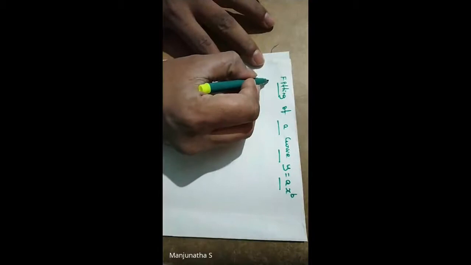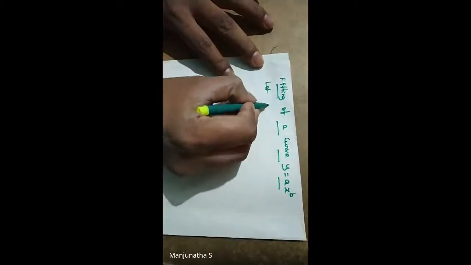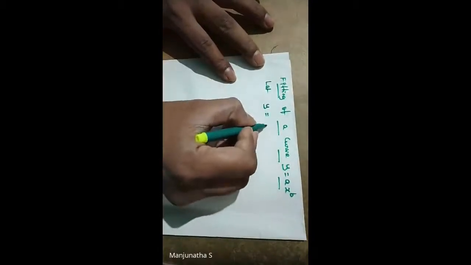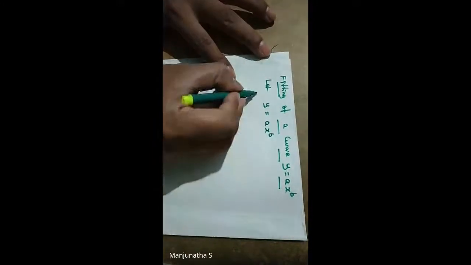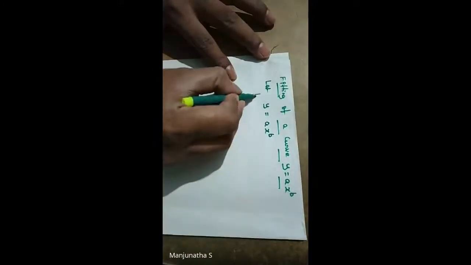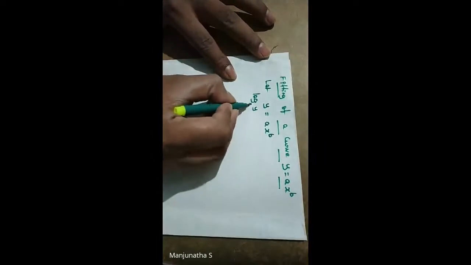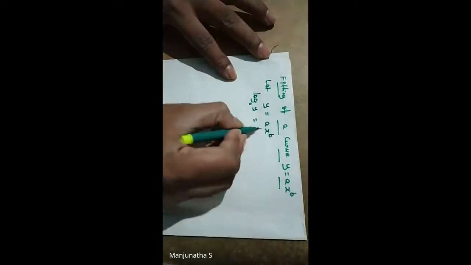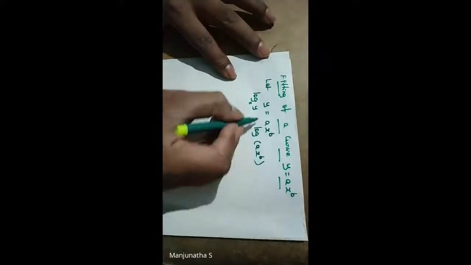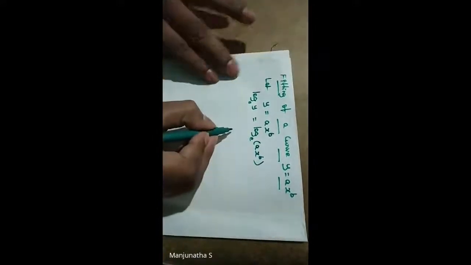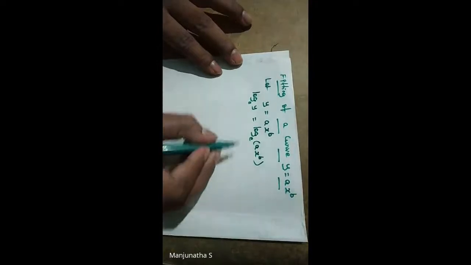We all know how to remove the power, by using logarithm. So that method we're going to apply now. Now see what we have. Let y is equal to a x power b. When you take log on both the sides, what happens? Log y to the base e is equal to log of a into x power b. Listen carefully, we just applied log on both the sides, to the base e.